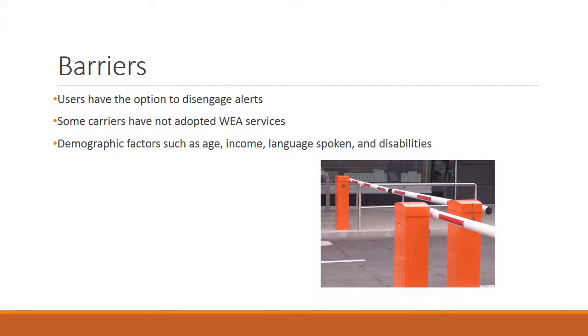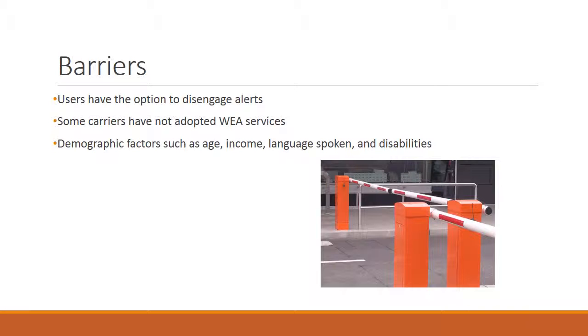Demographic factors also are barriers to WEAs. One of these factors is age. The elderly population is least likely to own a cell phone, and if they do, most of the time they do not have a smartphone. Also, income affects whether or not an individual has the funds necessary to buy a smartphone.